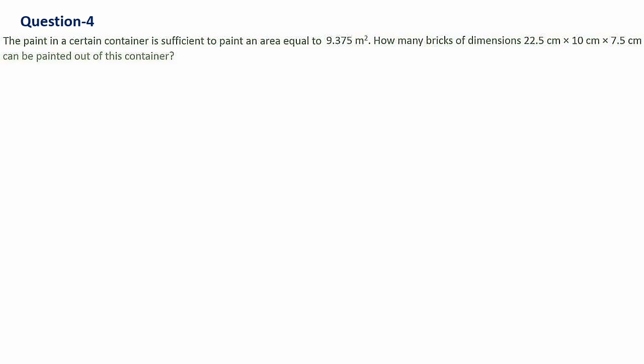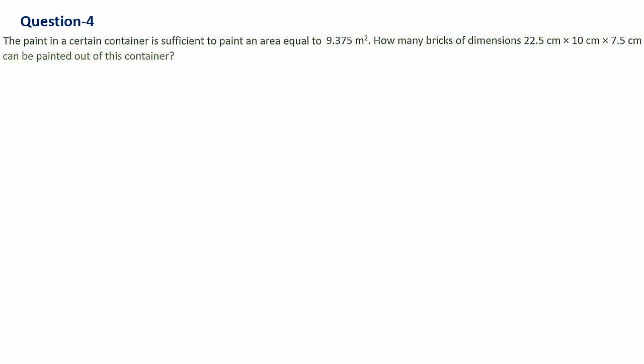Here let's go through the question again. The paint in a certain container is sufficient to paint an area equal to 9.375 meter square. So a container is having paint, and the area which can be painted by using that paint is 9.375 meter square. There are bricks, dimensions are given 22.5 centimeter by 10 centimeter by 7.5 centimeter. How many of such bricks can be painted out of this paint? That is what the question asks.